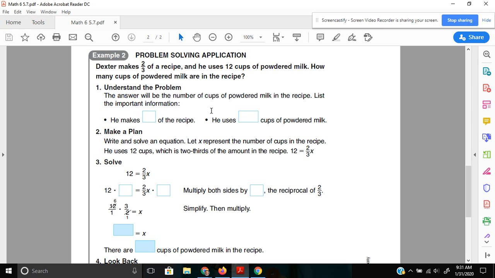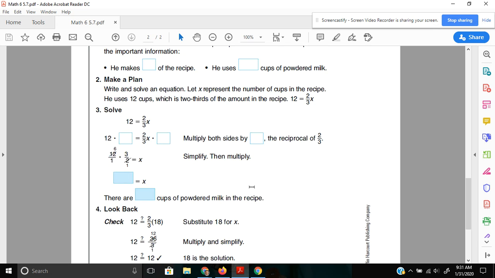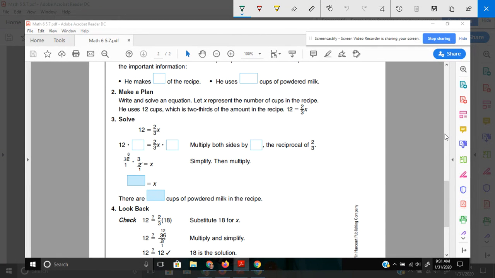List the important information. He makes 2/3 of the recipe. He's not making a full batch. And he uses 12 cups of powdered milk. So it asks how many cups of powdered milk are in the recipe. So if he uses 12 cups, and that's only 2/3 of the original recipe, we should expect in our answer that the original recipe has more cups of powdered milk, because he's using 12, and that's only 2/3 of the original recipe.